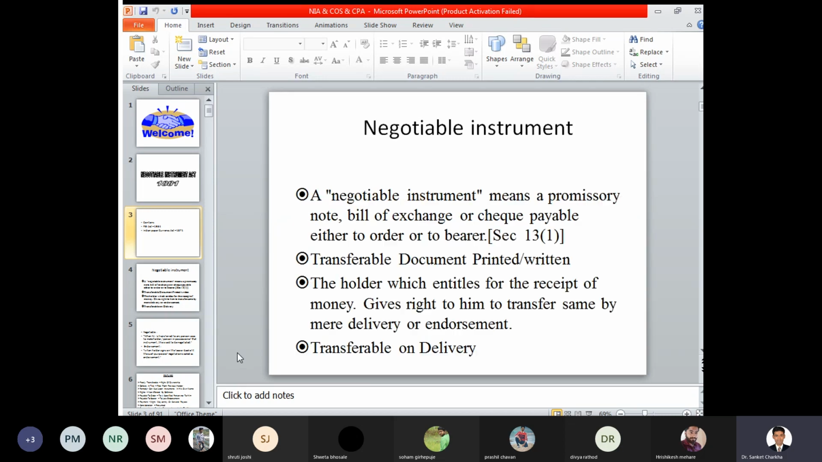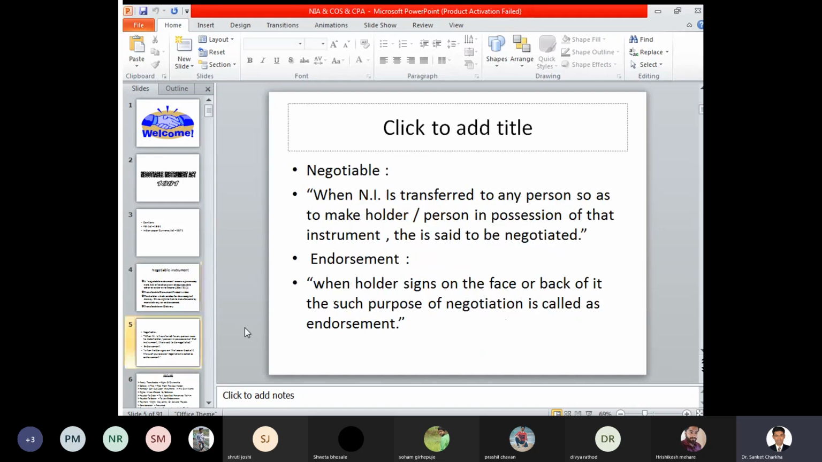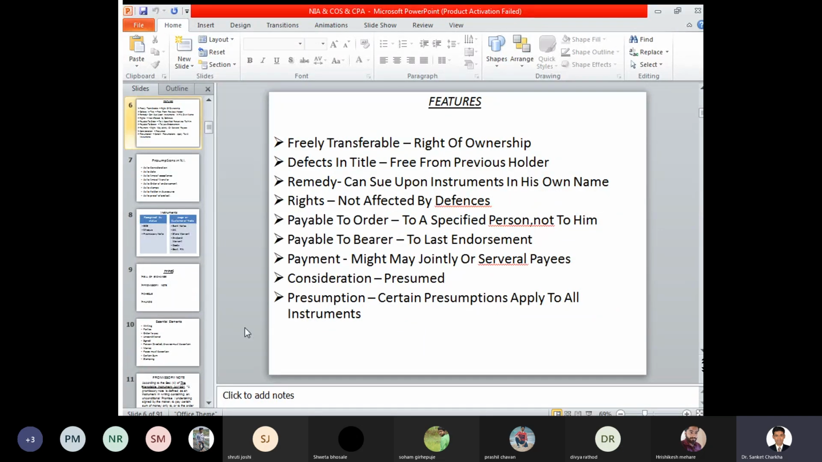1871. Further, we have seen the definition of a negotiable instrument, which means a promissory note, bill of exchange, and check payable either to order or to the bearer, and is always a transferable document in printed or written format. Further, it is transferable on delivery. Quickly overview now what is the meaning of negotiable and what is meant by endorsement.